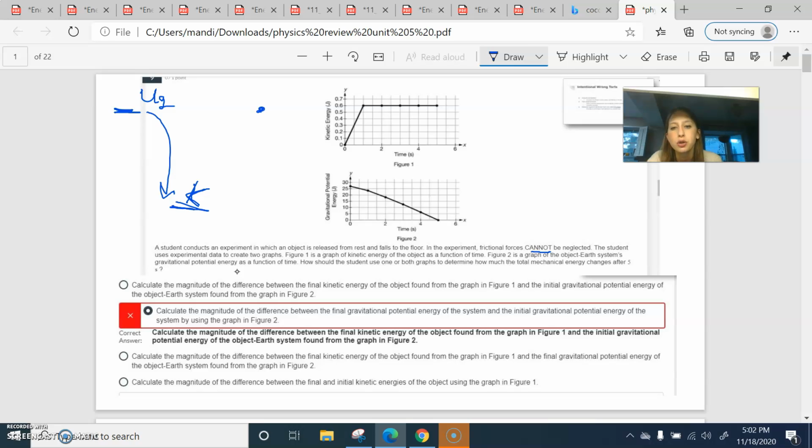Which makes sense, because at a certain point, your gravity taking you down is going to exactly match that friction or air resistance holding you up. So you're not going to accelerate anymore. However fast you're going, that's the speed you're going to keep going.